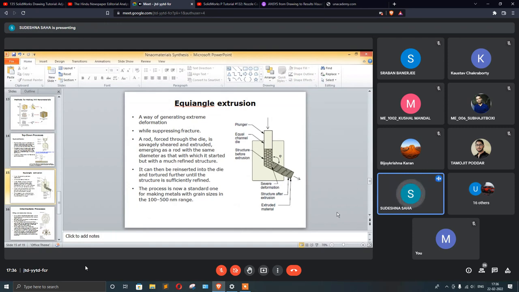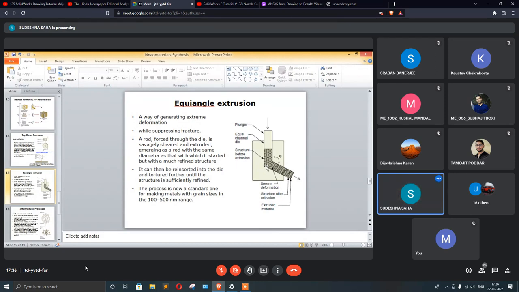A rod is forced through the die, is savagely sheared and extruded, emerging as a rod with the same diameter as that with which it started, but a much refined structure. And if you go on doing this several times, you will obtain materials with nanostructured grains rather than microstructured grains.